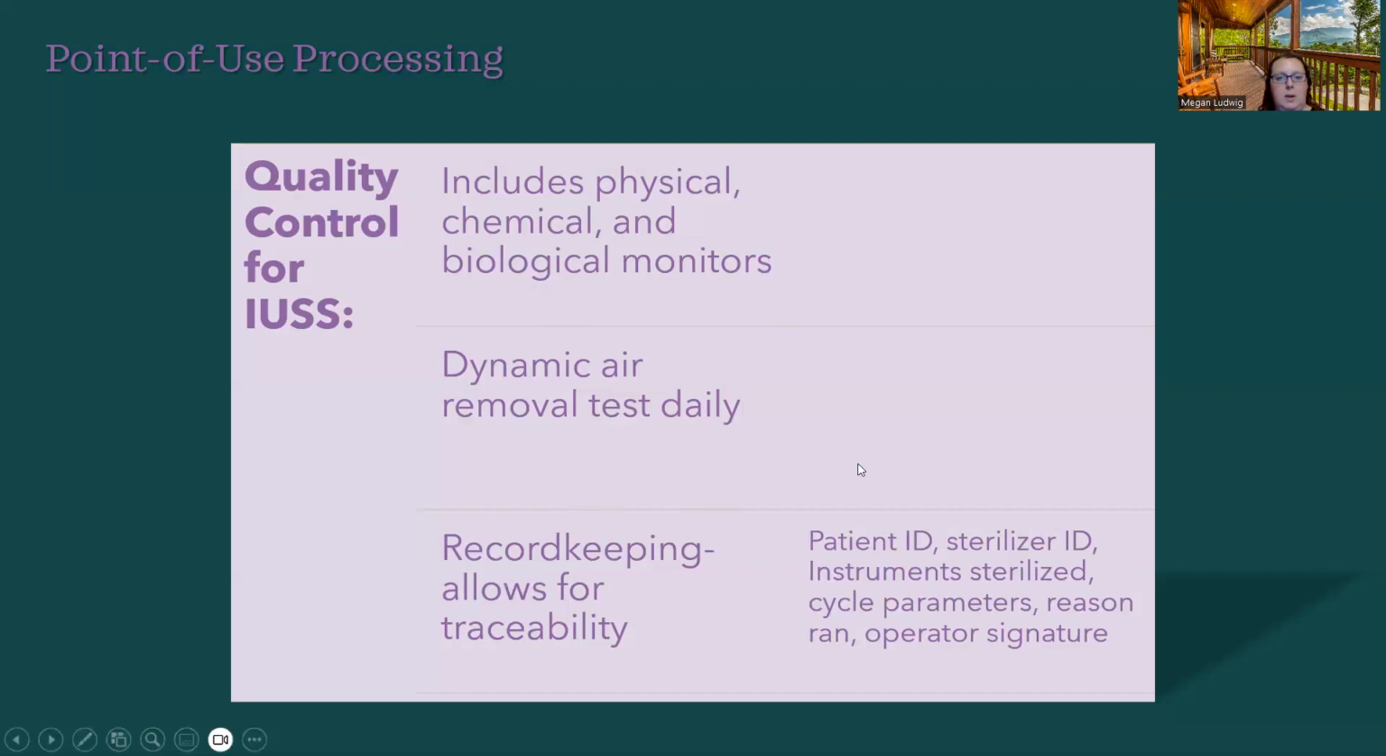You're also going to have a dynamic air removal test done daily. Okay, so this is also known as the DART test, D-A-R-T, dynamic or daily air removal test. That makes sure that the air is being sucked out as a part of that sterilization process. We talked about the traceability. You'll also include things like the patient ID, the sterilizer number or ID, what was being sterilized, the parameters, why it was run. So they're getting pretty detailed if they ever have to go back and trace something, and then who ran the load. So you are attached to it.